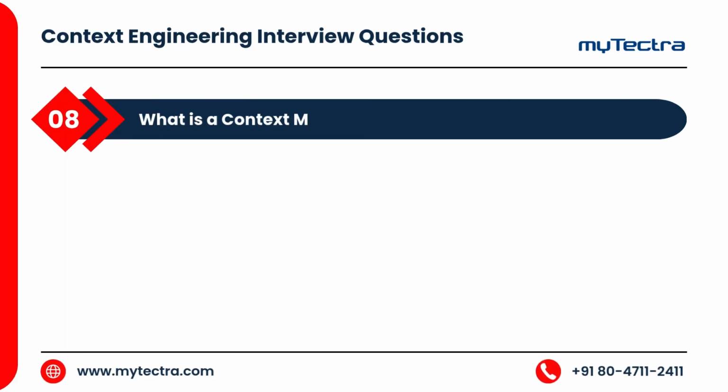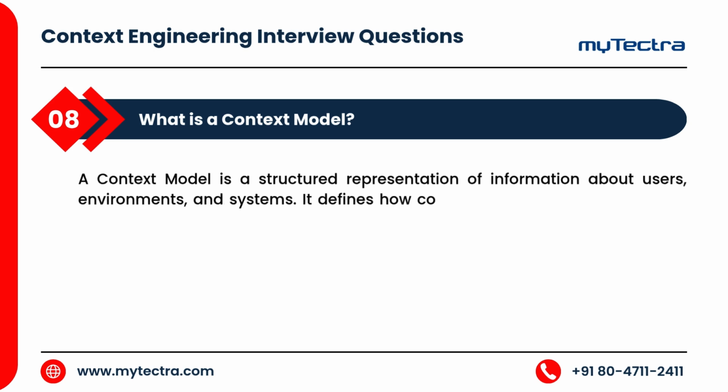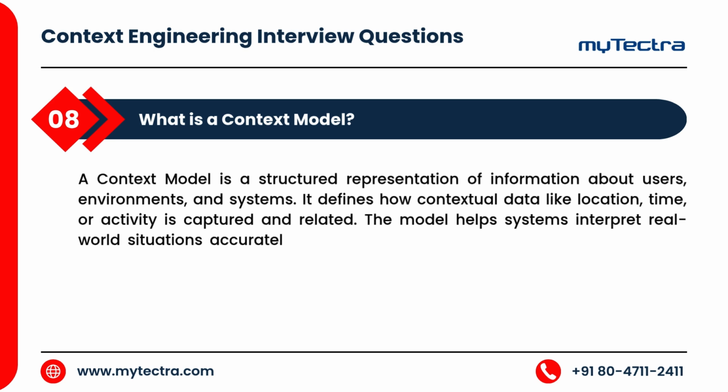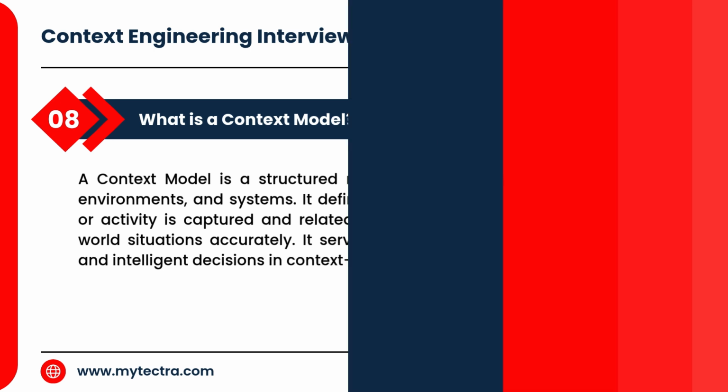What is a context model? A context model is a structured representation of information about users, environments, and systems. It defines how contextual data like location, time, or activity is captured and related. The model helps systems interpret real-world situations accurately. It serves as the foundation for making adaptive and intelligent decisions in context-aware applications.